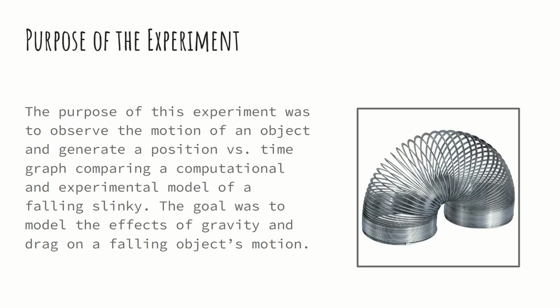The purpose of this experiment was to observe the motion of an object and generate a position versus time graph comparing a computational and experimental model of a falling slinky. The goal was to model the effects of gravity and drag on a falling object's motion.